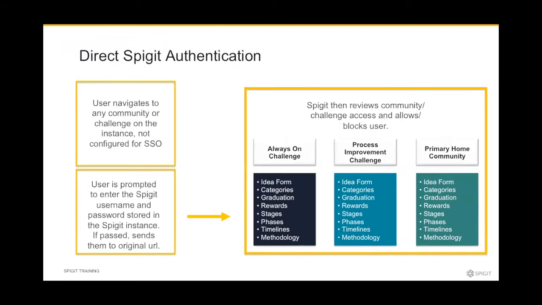Next is direct Spigot authentication. So in this example, the user will navigate to any community or challenge on the instance that is not configured for SSO. They will be prompted to enter in their Spigot username and password, which is stored within the instance. And if it is correct, then it will send them to the original URL that they intended to reach. Spigot will then review their community or challenge access and will then allow or block the user.